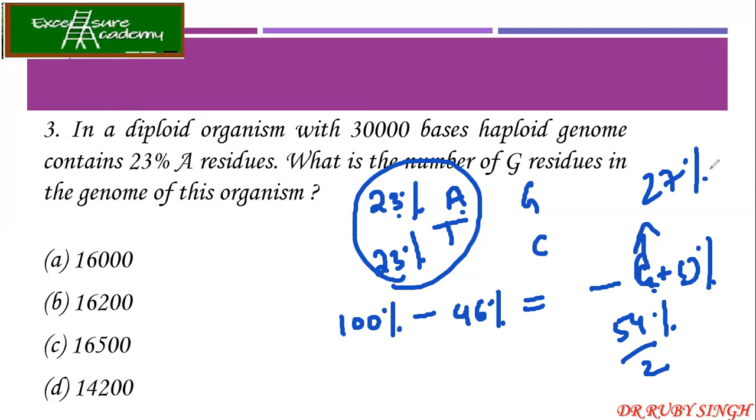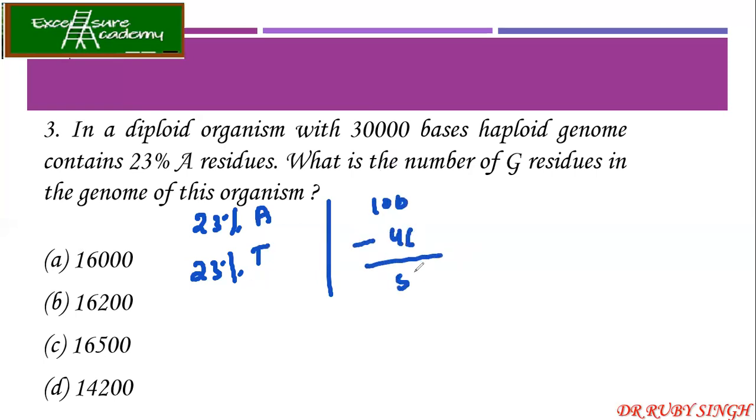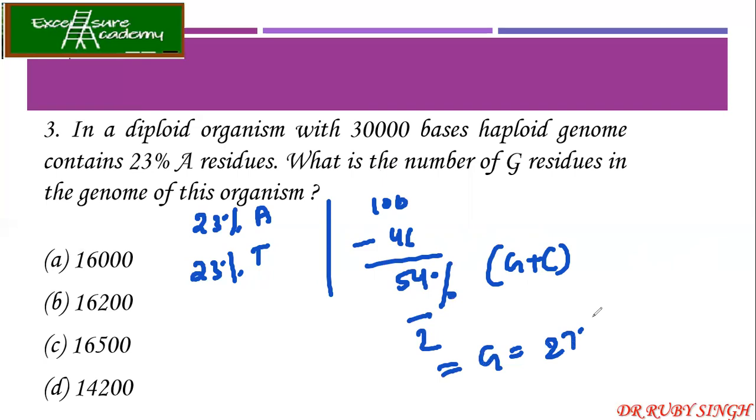Is it clear? I'll do it once again. 23% A is given. So obviously T is also 23%. So 100 minus 46 you are going to get 54. Now 54% is your G and C. We know that G is equal to C, so we are going to divide it. So G is equal to 27%, which is also equal to cytosine.